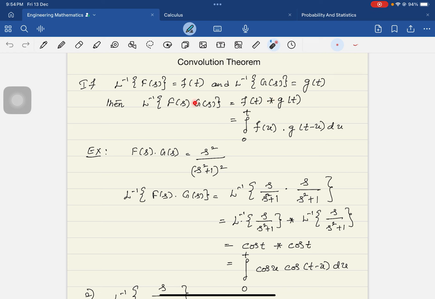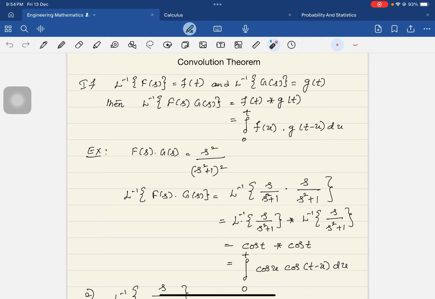But as there is a product here, you cannot write it as a normal product. And this special product is called the convolution. How to do this convolution theorem? In the place of f of t it is replaced by f of u, and g of t is replaced by g of t minus u, du, within the limit 0 to t. So this is the definition of f of t star g of t.